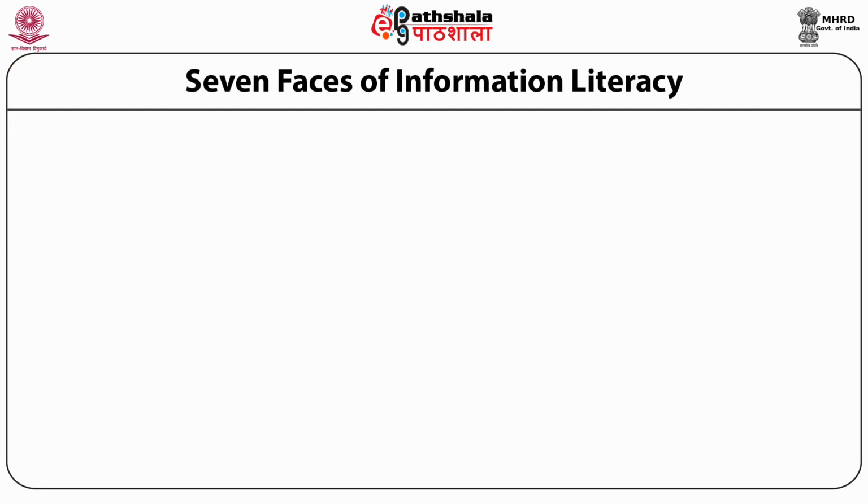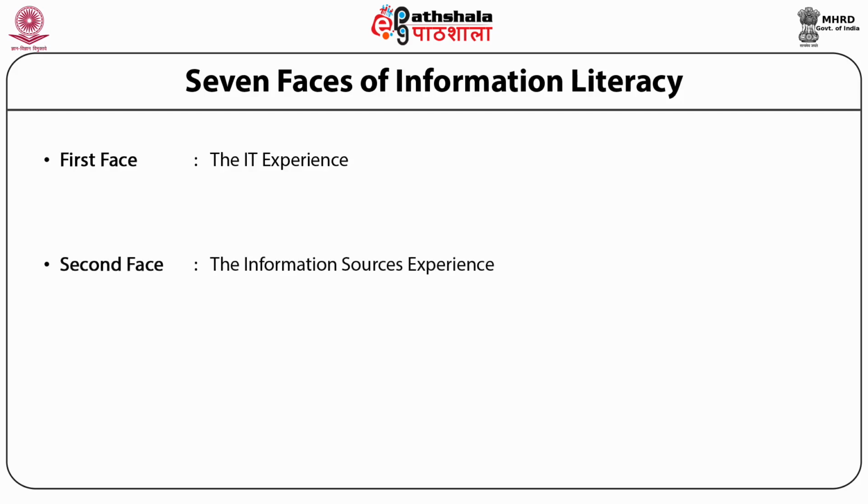It has 7 phases. The first phase is the IT experience. This phase involves two permanent elements, that is information use and information technology, and one temporary element, information scanning. Means a person who has a good command over information scanning has good command of information literacy skill. The second phase is the information source experience.